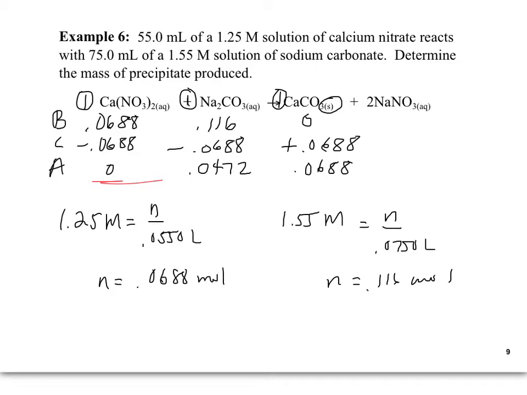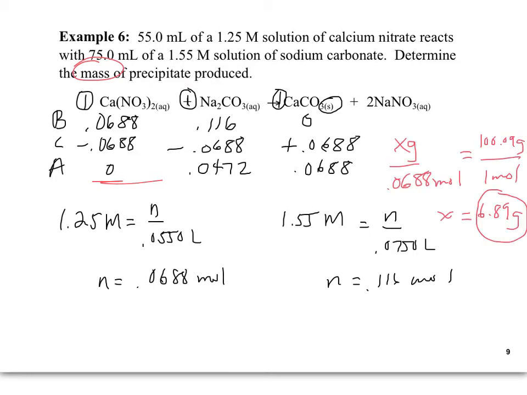And unfortunately, we're not done quite yet because we would like the mass of precipitate produced. So from moles back to grams. So 100.09 grams per mole is the molar mass of the calcium carbonate, and we have 6.89 grams of precipitate produced.